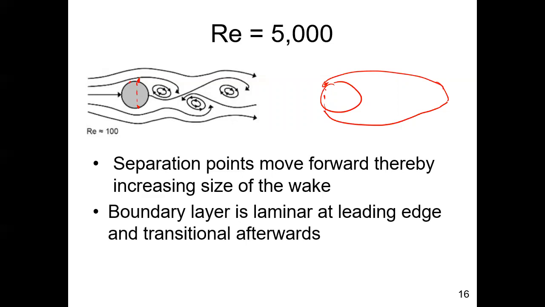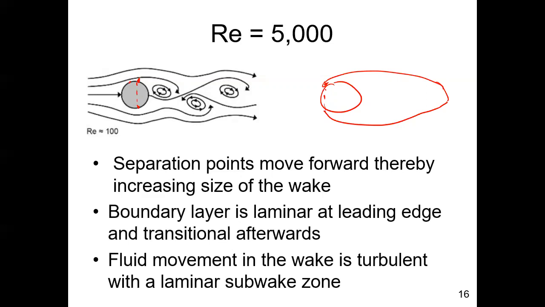The boundary layer starts at the leading edge as laminar and moves to transition. Now what you have in the wake is a zone where you have laminar and the rest turbulent. So right behind the sphere, you have nice laminar, or regular structured movement of particles, and that's in a laminar subwake zone. And then outside of that, you have turbulence, and you still have vortices being generated on the sphere.